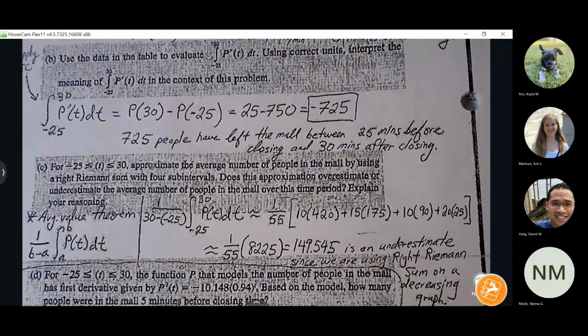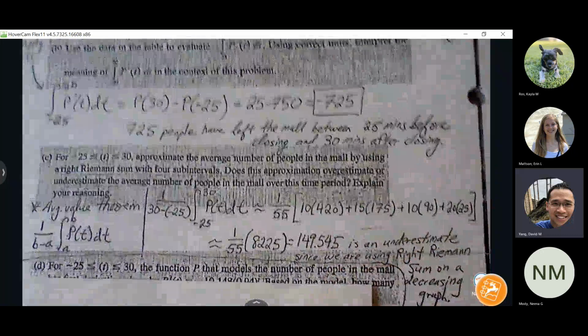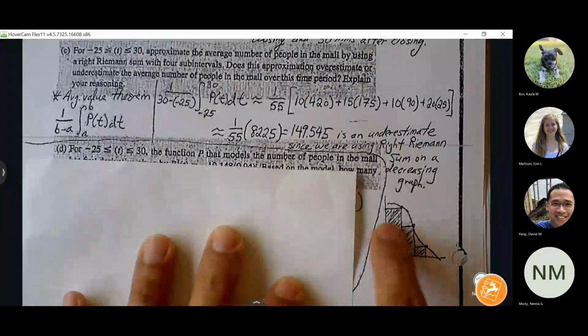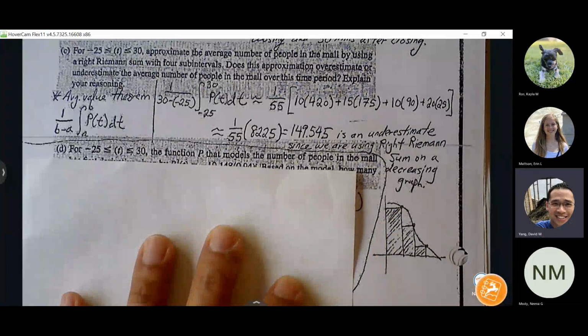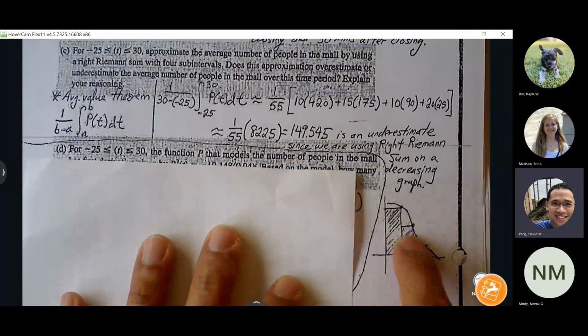Underestimation, because it's a decreasing graph, but we're doing a right Riemann sum. So any rectangle where the right endpoint is touching the curve is always going to sit below the curve.